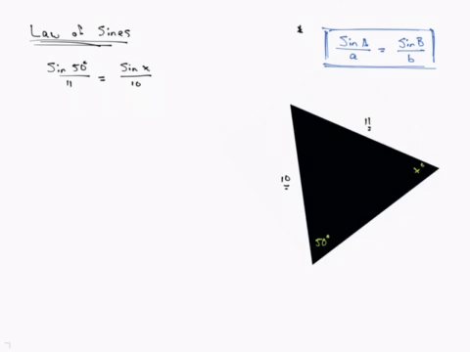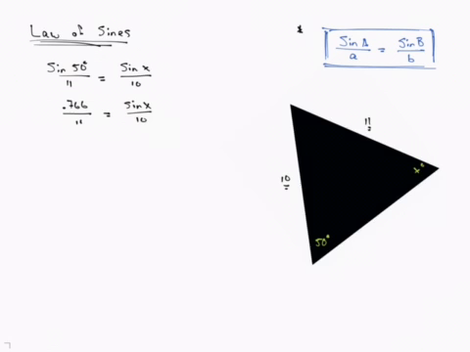At this point in time, what I would do if I were you guys is I would just start turning these sine functions into decimals if I can. I know what the sine of 50 is. The sine of 50 is going to be 0.766. That's still over 11. And all of that is going to end up being equal to the sine of x over 10.